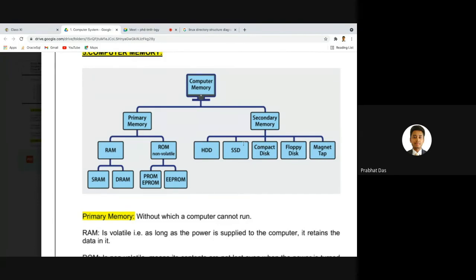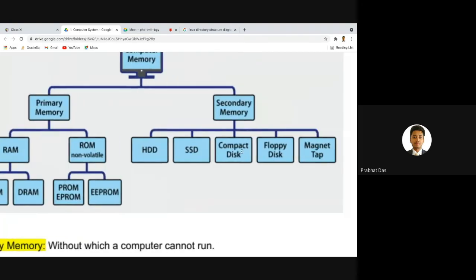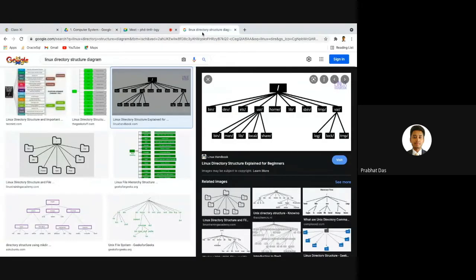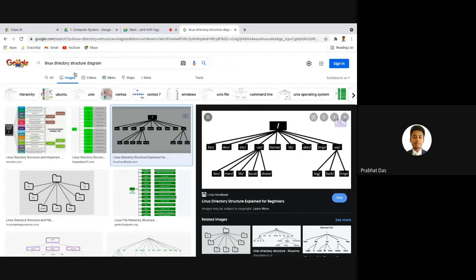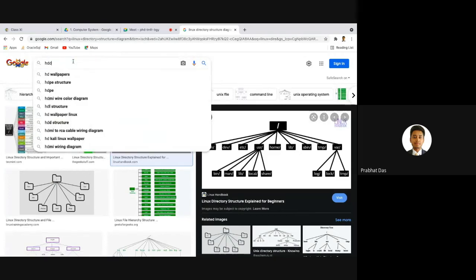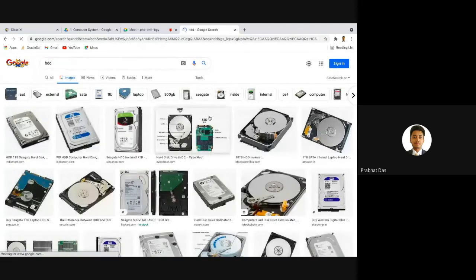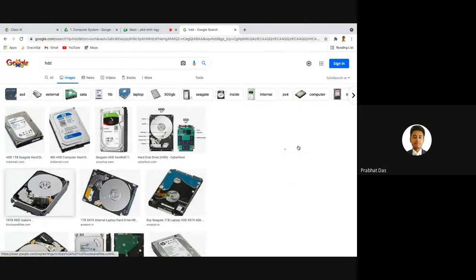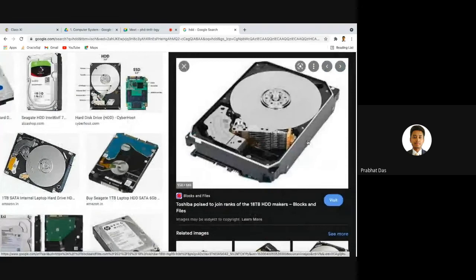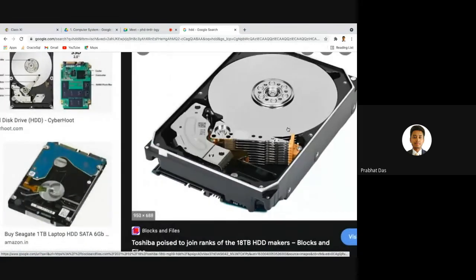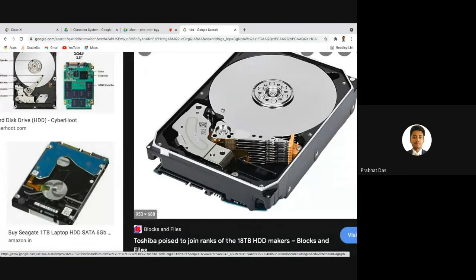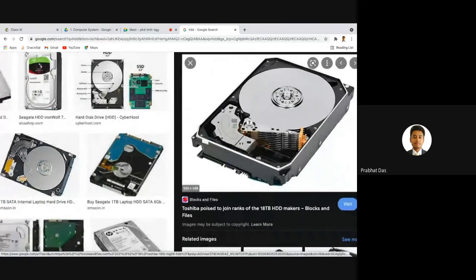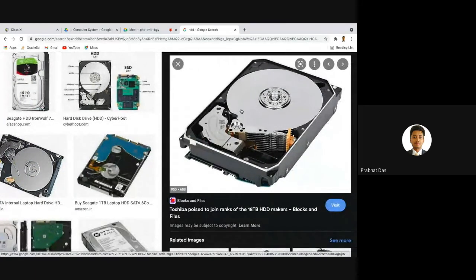Okay, so yes, many types of devices are available. Hard disk drives, which I've already shown in my previous classes, so you can have a look in case you need to see what exactly HDDs are. So these are HDDs. You can see this is completely built out of mechanical components. This is an enlarged view. This hard disk is I think 18 TB, so that's why it is so large.